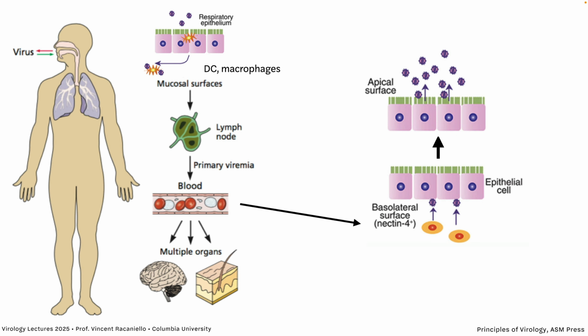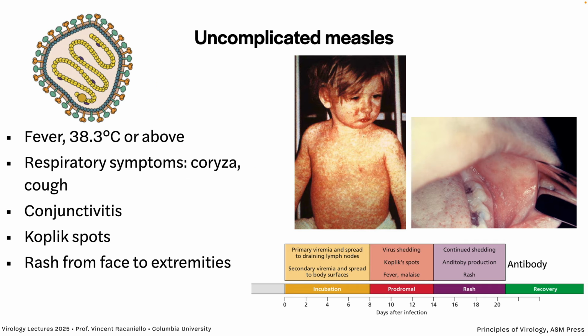So think about this. This is very interesting. When it infects you, it doesn't infect the respiratory epithelium. There are no receptors on the apical side. Instead, it's picked up by immune cells. Viremia is established. That brings the virus back to the basolateral surface of the respiratory epithelium. The virus is reproduced there and shed. That's how it spreads to other people.